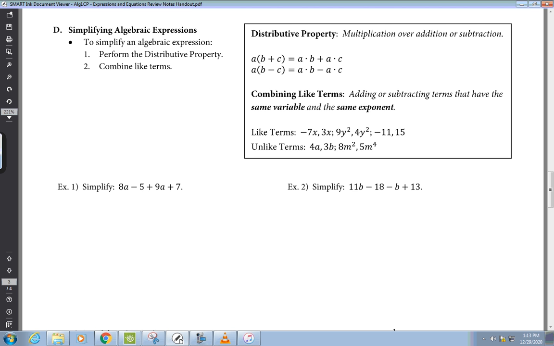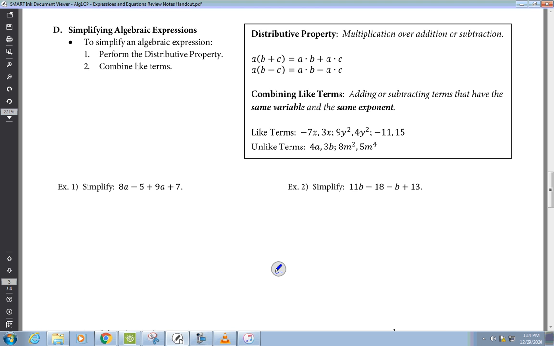Simplifying algebraic expressions. So simplifying involves distributive property, involves combining like terms. There is a little bit of division involved, which we'll do in the last problem. So, when you're simplifying an algebraic expression, first thing is do the distributive property. So distribute means take whatever values on the outside, directly attached to the parentheses, and multiply it in.